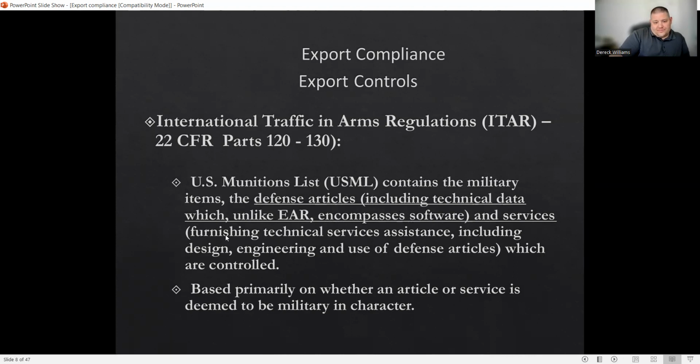It covers furnishing technical services and assistance, including design, engineering, and use of defense articles, which are all controlled. It's based primarily on whether or not an article or service is deemed to be military in character. So that's what we were talking about. The ITAR is relative to military or defense.